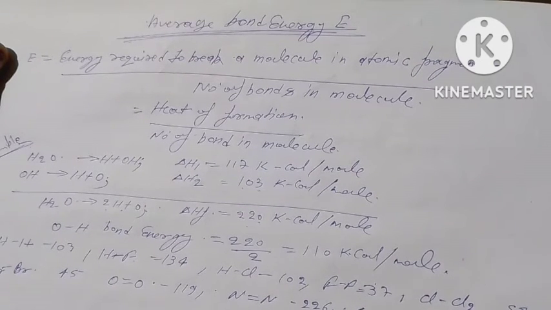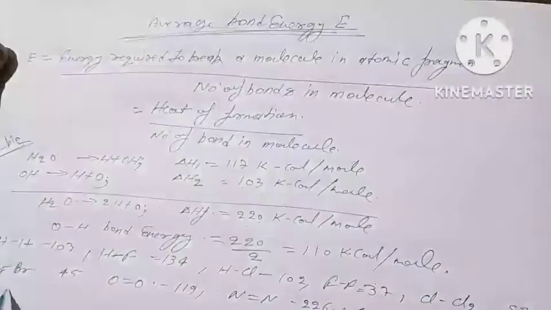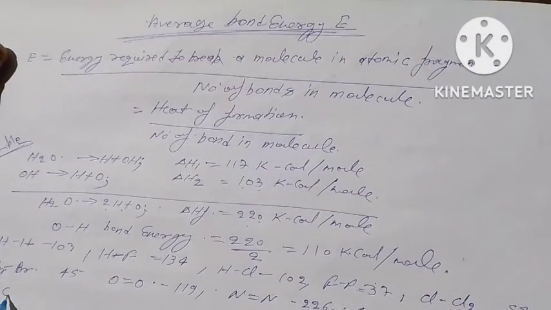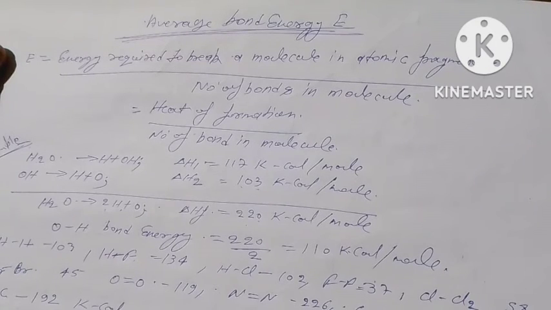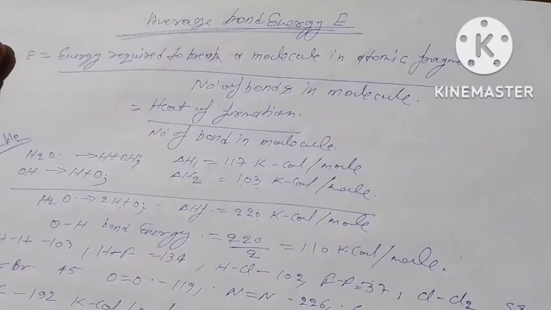And carbon double bond carbon is 145 kilocalorie per mole, and carbon triple bond carbon is 192 kilocalorie per mole.